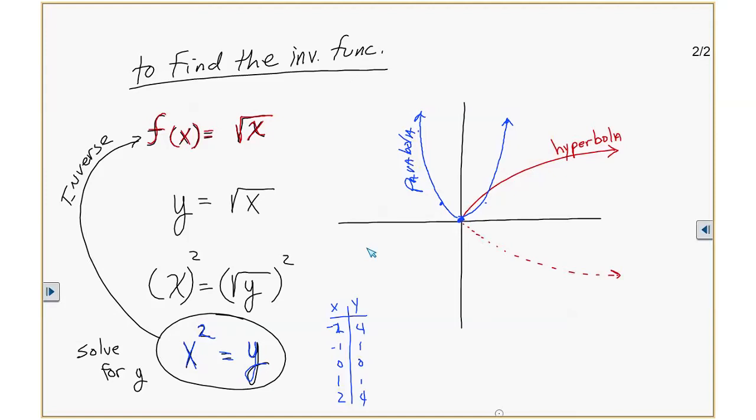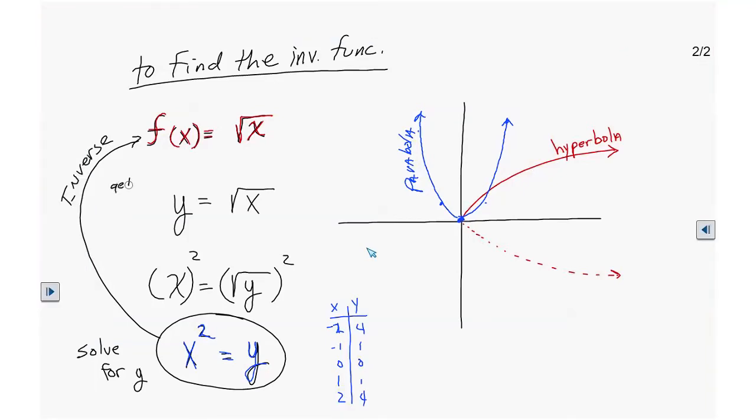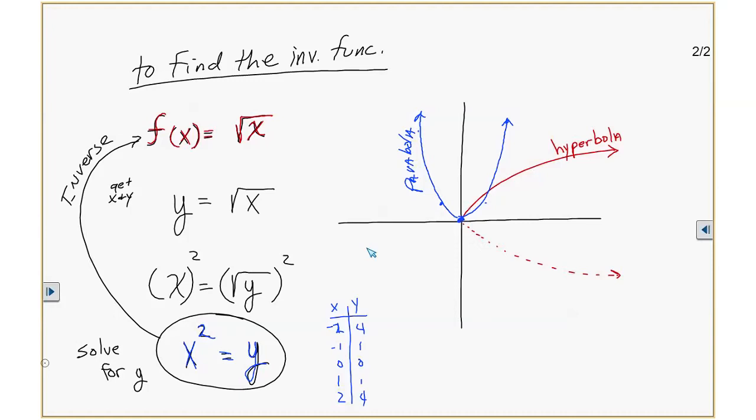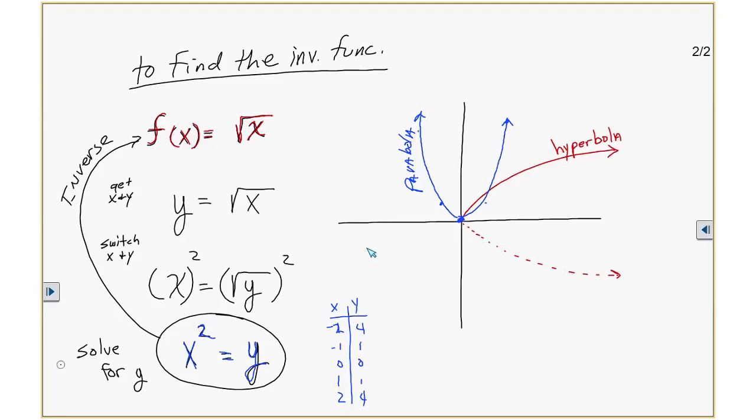The first thing you do is get x and y. In other words, get rid of the f of x, get rid of the fancy stuff, and just put y in there instead. Then switch x and y. Don't switch the sign, just put this one right here and this one over here, and then solve for y. That's how you find the inverse function. Okay? Question on that?